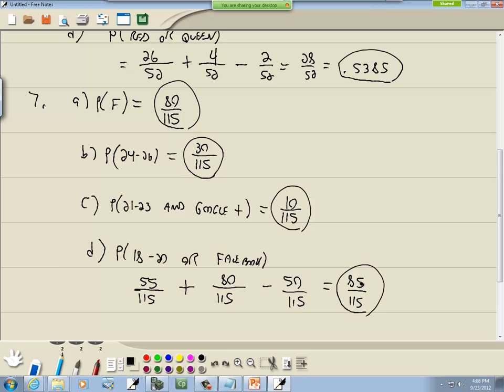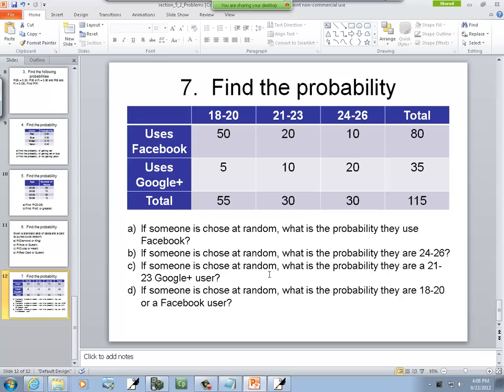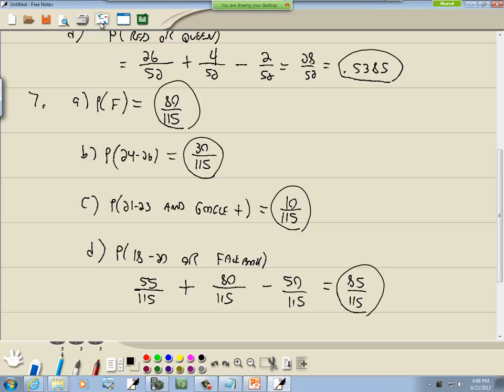Yeah, 85. Let me save this. I think that was the last problem. I think my little tablet went kind of funny. There it went.